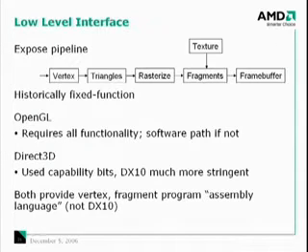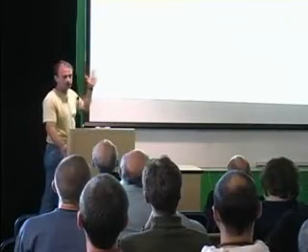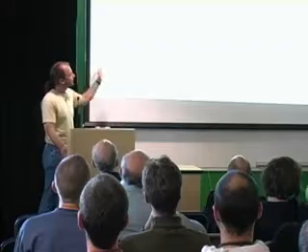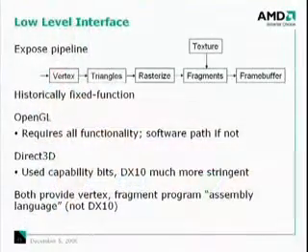So the low-level interface, historically, what happened was there was this fixed function pipeline. That's the way the hardware was. The vertex processor did certain fixed things, the rasterizer, well, still does fixed things, the fragment processors did fixed things. We didn't even really have notions of processors. They were just stages in a pipeline.